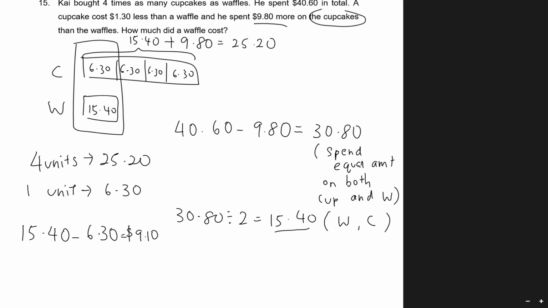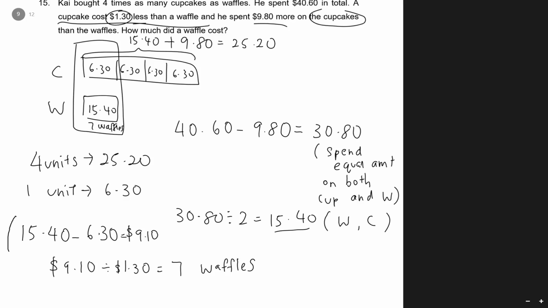And he says that each cupcake is going to cost $1.30 lesser than the waffle. So how many waffles did he actually buy? He has actually made a difference of $9.10 for every unit of waffle and cupcakes that he buys. And if you know that each cupcake is going to be $1.30 lesser, we want to find out how many waffles he actually bought. He actually bought 7 waffles. Okay, so meaning to say this 1 unit is actually 7 waffles.